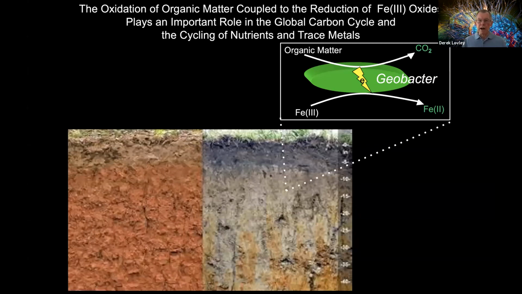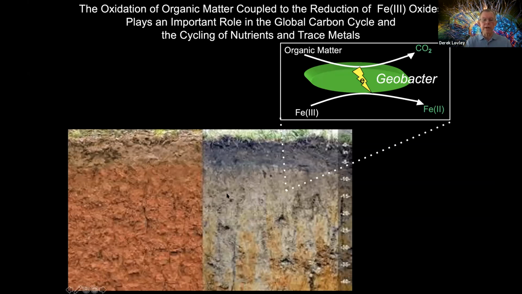And we're interested in the iron oxide reduction because it's such an environmentally important process. So you can see this process taking place in many soils and sediments. On the left is an aerobic soil. You can see that reddish brown color. That's due to the abundant iron oxides that are present in most soils.